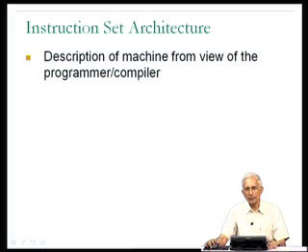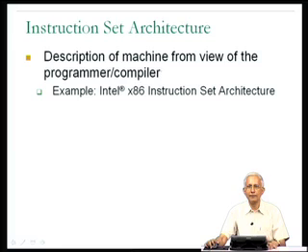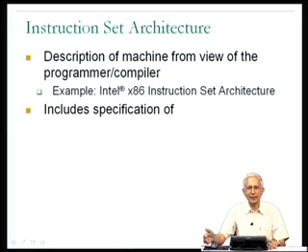So I mentioned that instruction set architecture describes the machine from the perspective of the programmer or the compiler. And you may, for example, have heard of the Intel x86 architecture. Many of the computers, the laptops, desktops that you use actually implement the Intel x86 instruction set. So every instruction set has a name, and one can get the manual based on knowing the name of the instruction set. What the manual will contain is a complete specification including 3 key components.